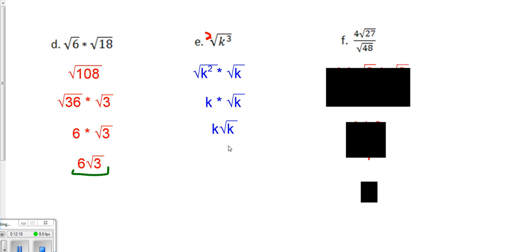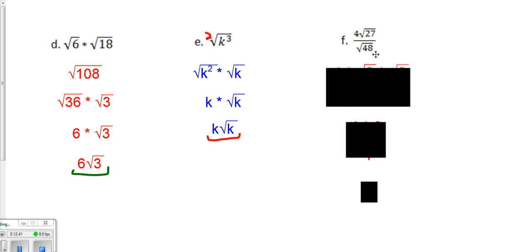Now why do we want to break it down? We always just want to take out as many squares from underneath the square root as possible. You want this number underneath the square root as small as you possibly can have it. And k cubed is going to be bigger than just k. So we want to take out anything that we possibly can. But in the end, this would be our most simplified form.